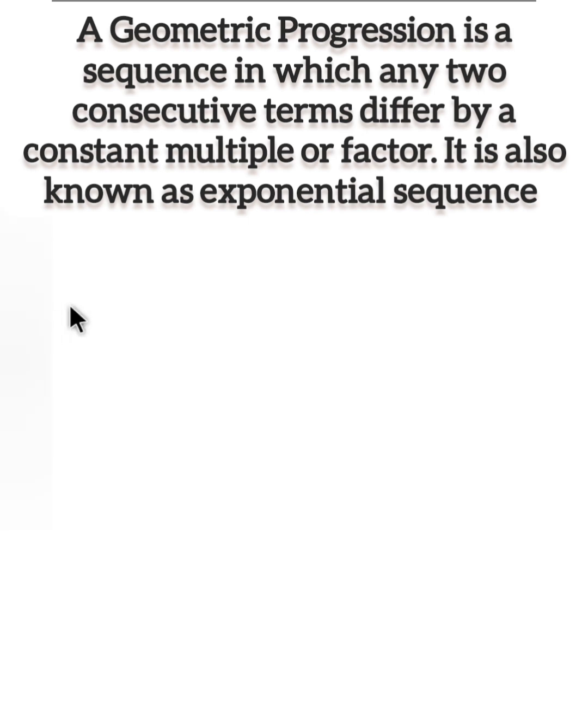Consider this geometric sequence: 6, 18, 54, 162. Now this sequence is increasing, but it is increasing by a multiple, which is 3. 6 times 3 is 18, 18 times 3 is 54, 54 times 3 is 162. So the next term will be 162 times 3. So the common ratio is equal to 3.